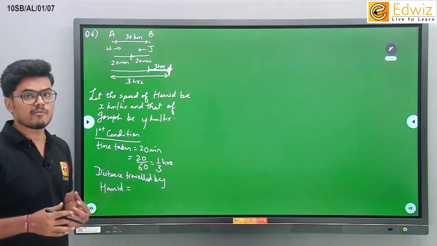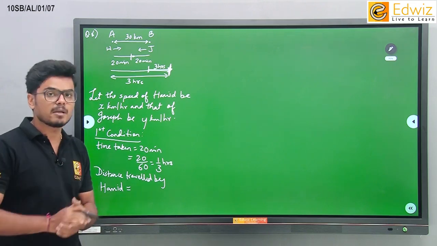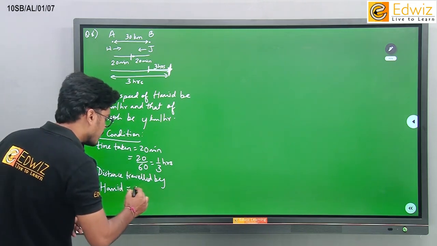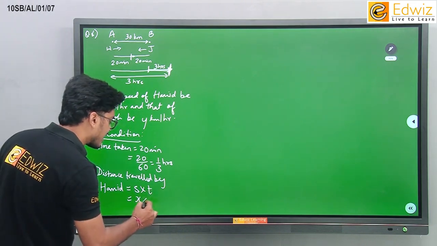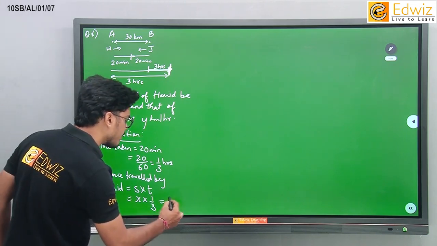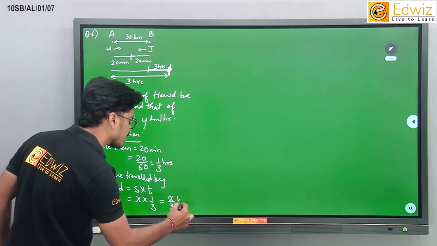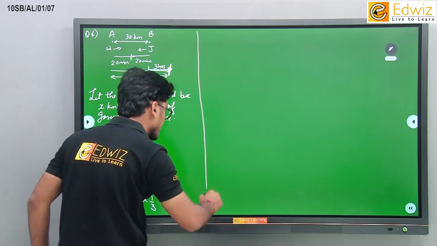सो डिस्टेंस का फॉर्मूला क्या होगा, वी नो स्पीड इज डिस्टेंस अपॉन टाइम. डिस्टेंस विल बी स्पीड मल्टीप्लाइड बाय टाइम. करेक्ट. हमीद का स्पीड है x, टाइम उसके लिए है 1/3. Okay, so the distance traveled by Hamid is x/3 kilometers. Correct. Similarly, we will find the distance traveled by Joseph.